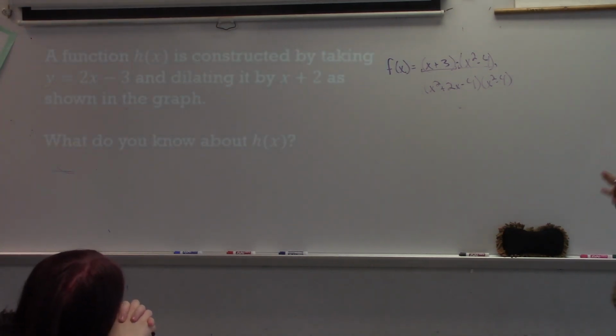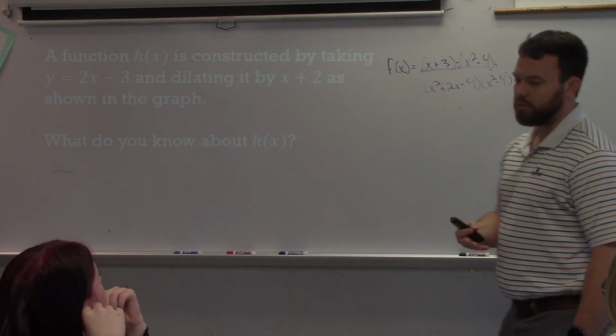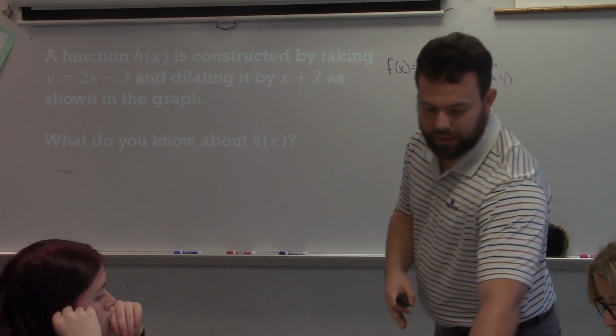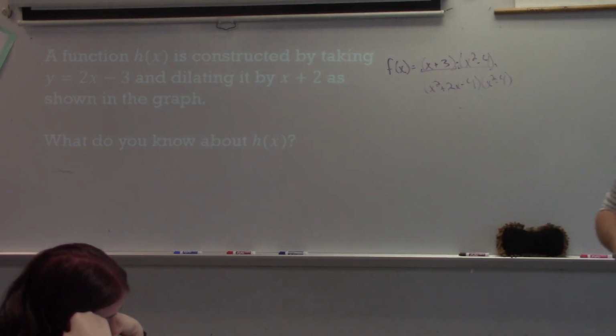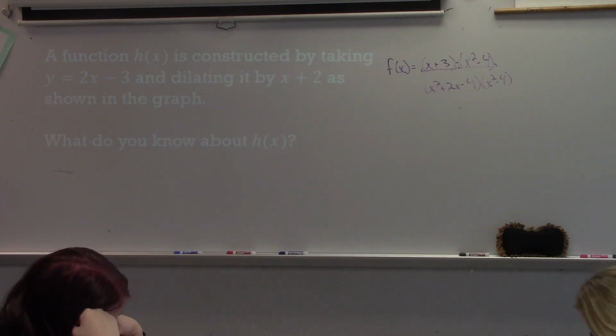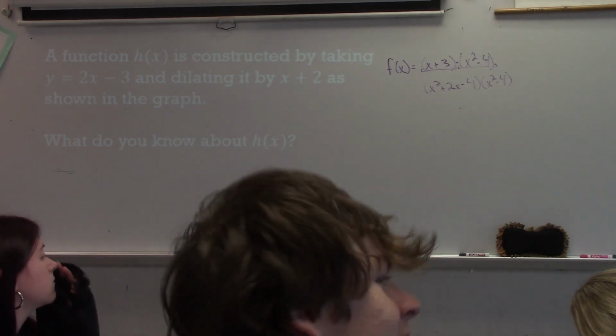But to help us get better and reestablish what we did last Friday, we have a function h of x constructed by taking y equals 2x minus 3 and dilating it by x plus 2, as shown in the graph. If you look at the graph I sent out on the calculator, there is already a 2x minus 3 graph there, correct? Yep. Then what we're going to do to that 2x minus 3 is dilate it by x plus 2.